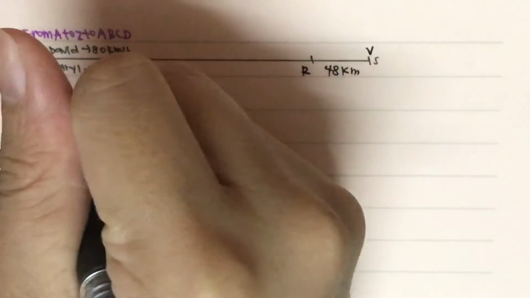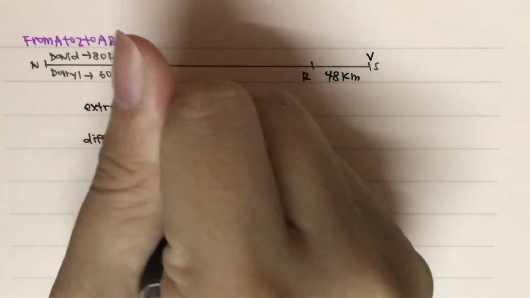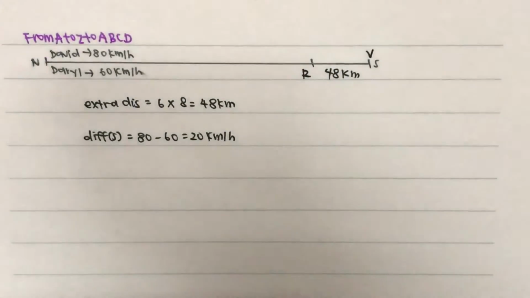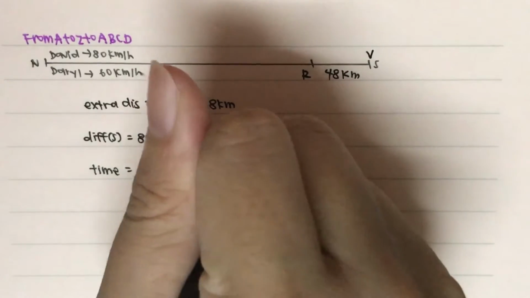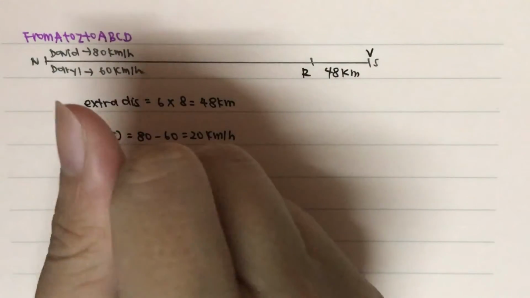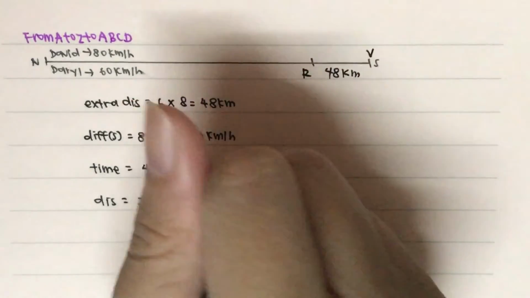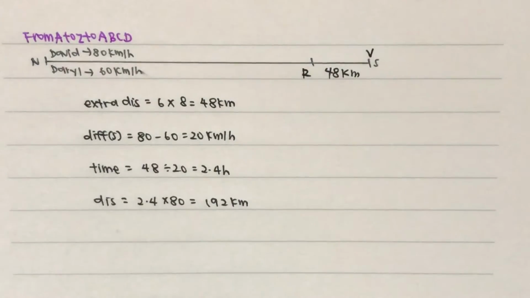Next, we calculate the difference in speed, which gives us 80 minus 60. This is how fast David is traveling per hour, 20 kilometers ahead of Daryl. Then we calculate the time taken to be 48 kilometers ahead, and this will take 2.4 hours. Therefore, the total distance between North Bridge Road and South Bridge Road will be 2.4 hours times 80 kilometers, because David takes 2.4 hours to finish the whole journey at a uniform speed of 80 kilometers per hour. Ta-da! That is the answer for the question.